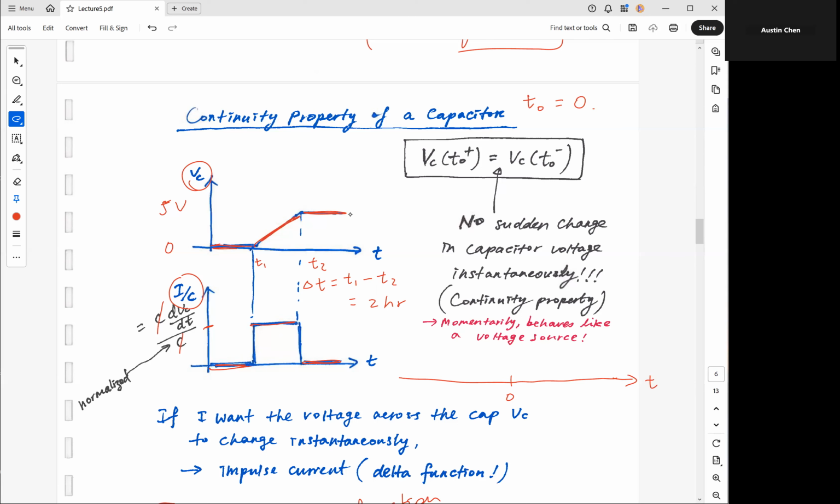T0 plus, or 0 plus, denotes the time instance right immediately after 0. So if I blow up the scale, that 0 plus is going to sit over here.